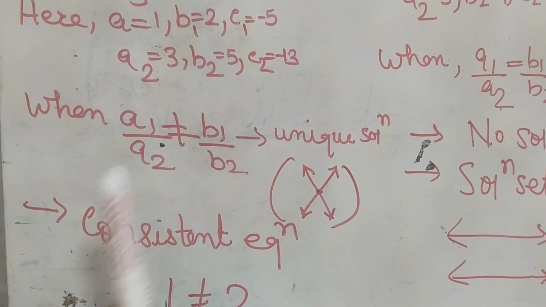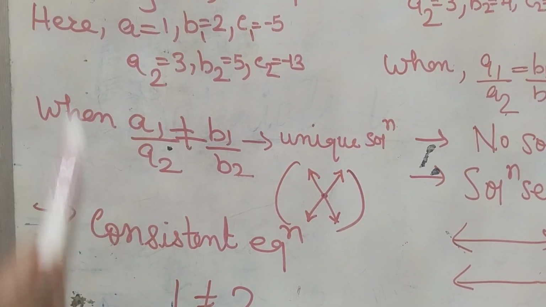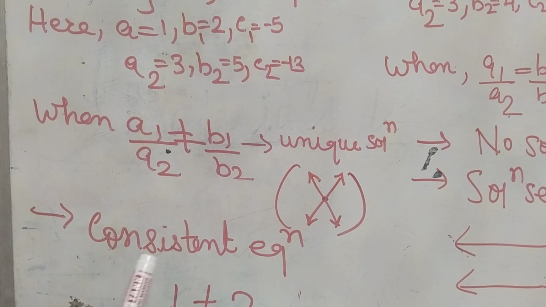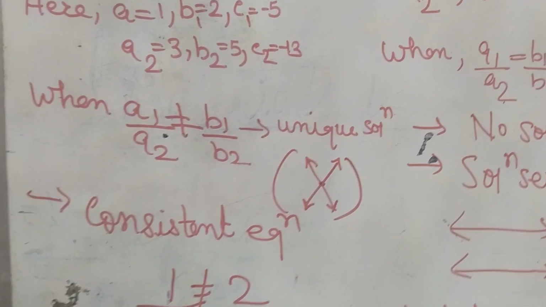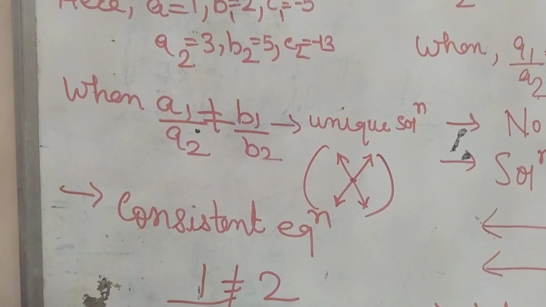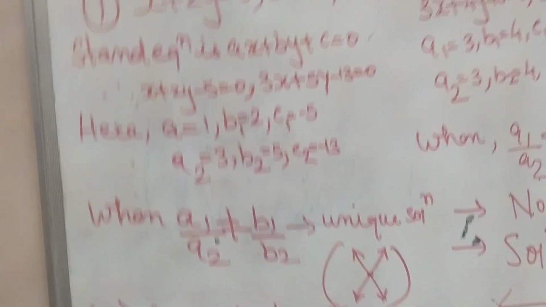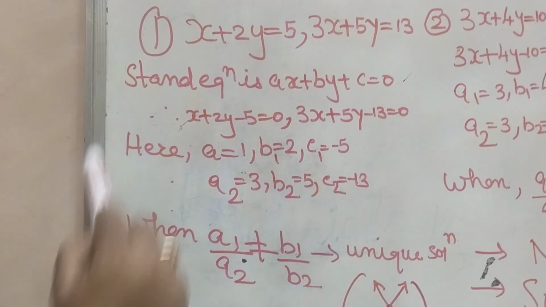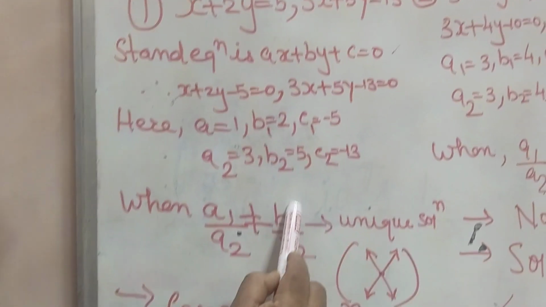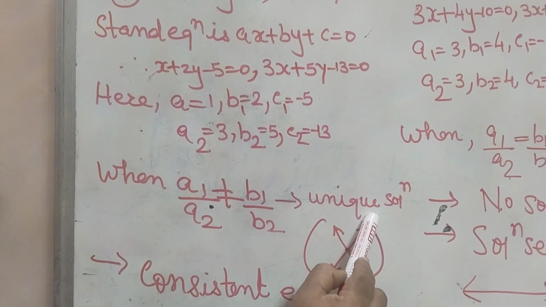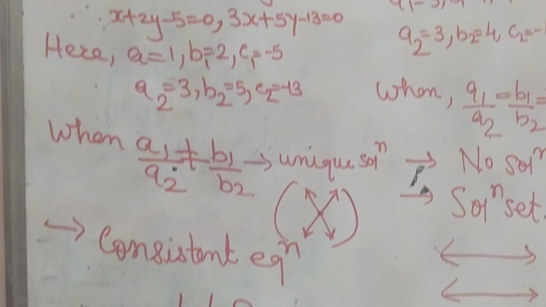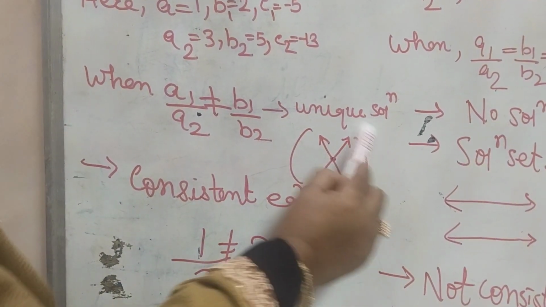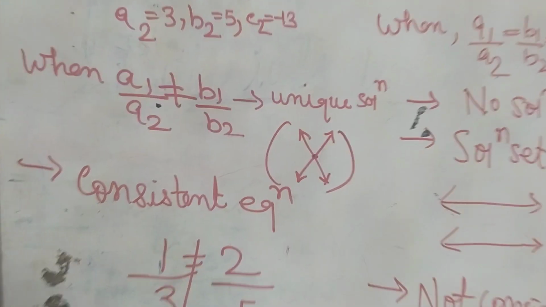So what is consistent equation? This type of equation is a consistent equation which has at least one solution, right? So this equation is a consistent equation. By seeing a1 upon a2, b1 upon b2, you will know the nature of the graph, that is it is a unique solution. So you will get a graph of this type only.